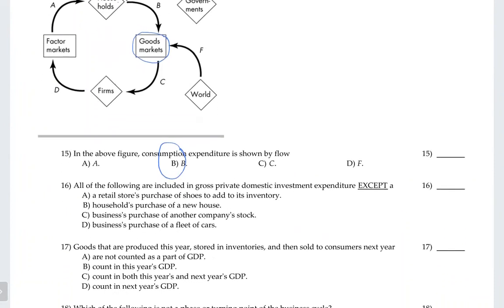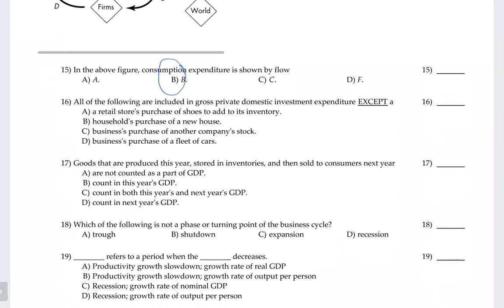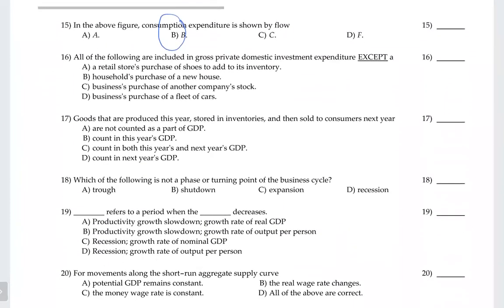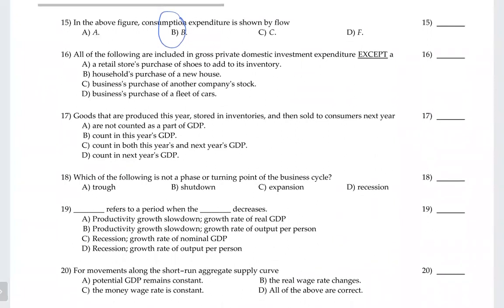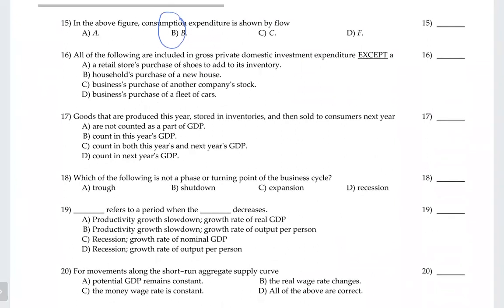16. All of the following are included in gross private domestic investment except... The answer is C. Business purchase of another company's stock. That's not investment spending. Now we can look at A, B, and D. Those are good examples of investment.